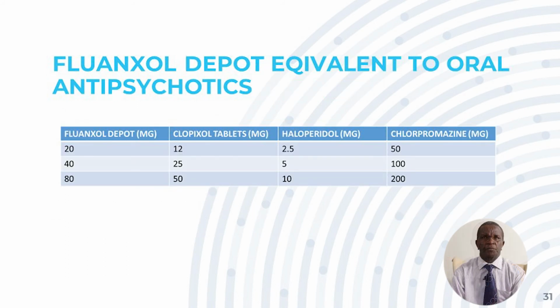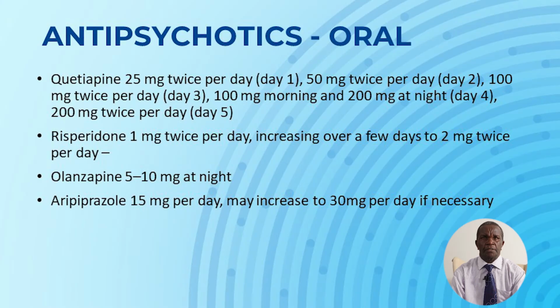On day 1, 50 milligrams twice daily; day 2, 100 milligrams twice daily; day 3, 100 milligrams in the morning and 200 milligrams at night; day 4, 200 milligrams twice daily; day 5, you will continue with the dose that your patient has stabilized on. But remember that the minimum dose for quetiapine is 300 milligrams per day on maintenance phase. Below that, the patient may not respond.